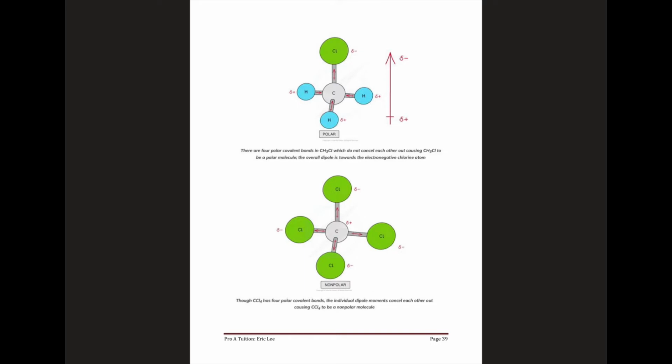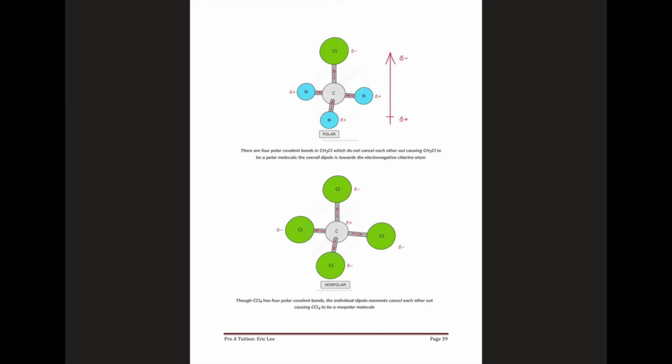So they cannot cancel out as in here. This one they cancel out because all these have the same dipole moment, but this one is different. You can see this is tetrahedral, and this is also tetrahedral. Tetrahedral with the same terminal atoms cancel off. Tetrahedral with different terminal atoms cannot cancel off. So this is polar, this is non-polar. The dipole moments cancel each other out in this case.